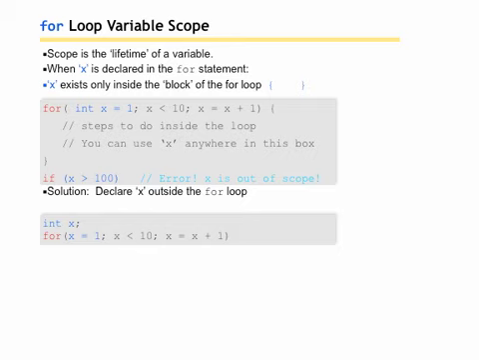A solution to this is to declare x outside the loop before we get to the loop, such as int x, and then inside the loop, for x equals 1, x less than 10, x equals x plus 1. So we've declared it before we get to the loop, so now we can continue updating it, but it will be available to us after the loop is over.